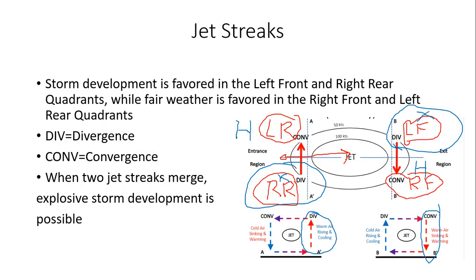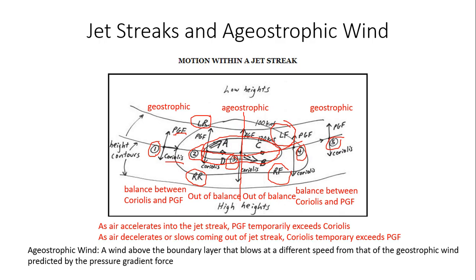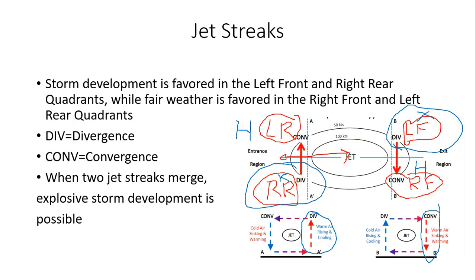We divide the jet streak, these accelerated regions, up into four quadrants. We call them left front, left rear, right rear, and right front. We looked at and described how this occurs. When we talk about ageostrophic wind flow, we talk about an imbalance of forces. Things are out of balance between the pressure gradient force or height gradient force and the Coriolis force. And that results in either rising vertical air motion or sinking vertical air motion.